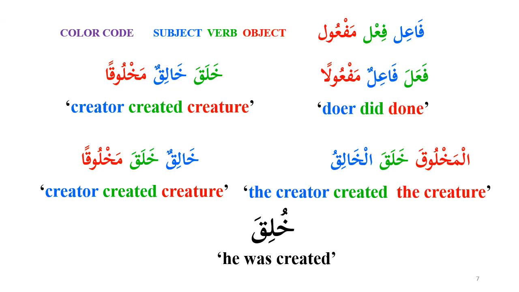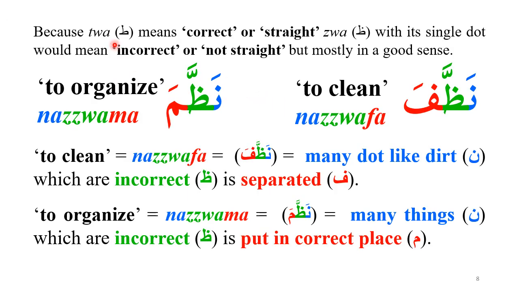All right, now we know that dal means correct or straight, and so zal with a single dot would mean incorrect or not straight, but this meaning is mostly in the good sense. Let's take a look at a few words. For example, nazzafa means to clean, and nazzama means to organize.